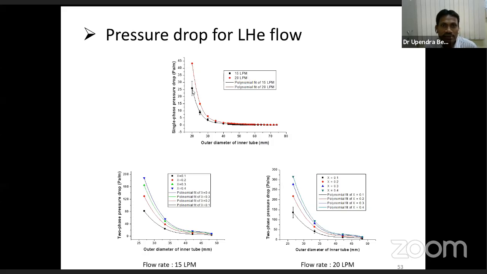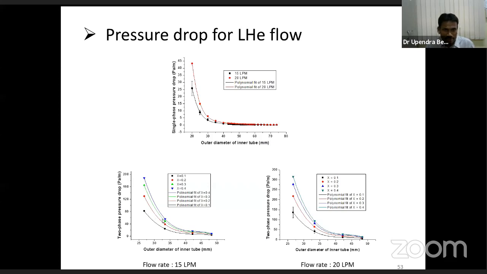You can see this is against the pipe diameter. When the pipe diameter is reducing, the pressure drop is increasing. For 15 liters per minute, it is around 26, 27 pascal per meter, whereas for 20 liters per minute, when the flow rate is a little more, the pressure drop also increases to almost 43 pascal per meter. Similarly, for two-phase flow, which means some quantity of vapor is there in the liquid, for different vapor fractions, that is 10% vapor in the liquid, then 20%, 30%, and 40%, we have taken four cases and calculated the two-phase flow pressure drop per meter of the pipe bellow.